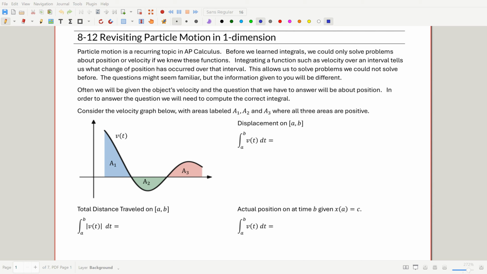So integrating that velocity will tell me my displacement. How far am I from where I started? So if I integrated v of t dt, whether this was velocity or anything else, that solution would be a1 minus a2 plus a3, with the caveat that a2 is a positive number, so that's why we're subtracting it.